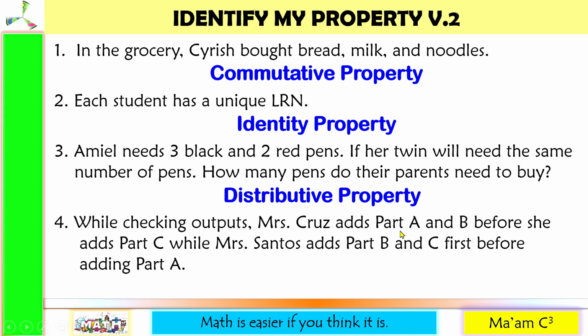Number 4, while checking outputs, Mrs. Cruz adds part A and part B before she adds part C, while Mrs. Santos adds part B and C first before adding part A. So for Mrs. Cruz, she grouped first part A and B and then add part C. For Mrs. Santos, she grouped part B and C first and then add to part A. So the groupings are different, so this is associative property.